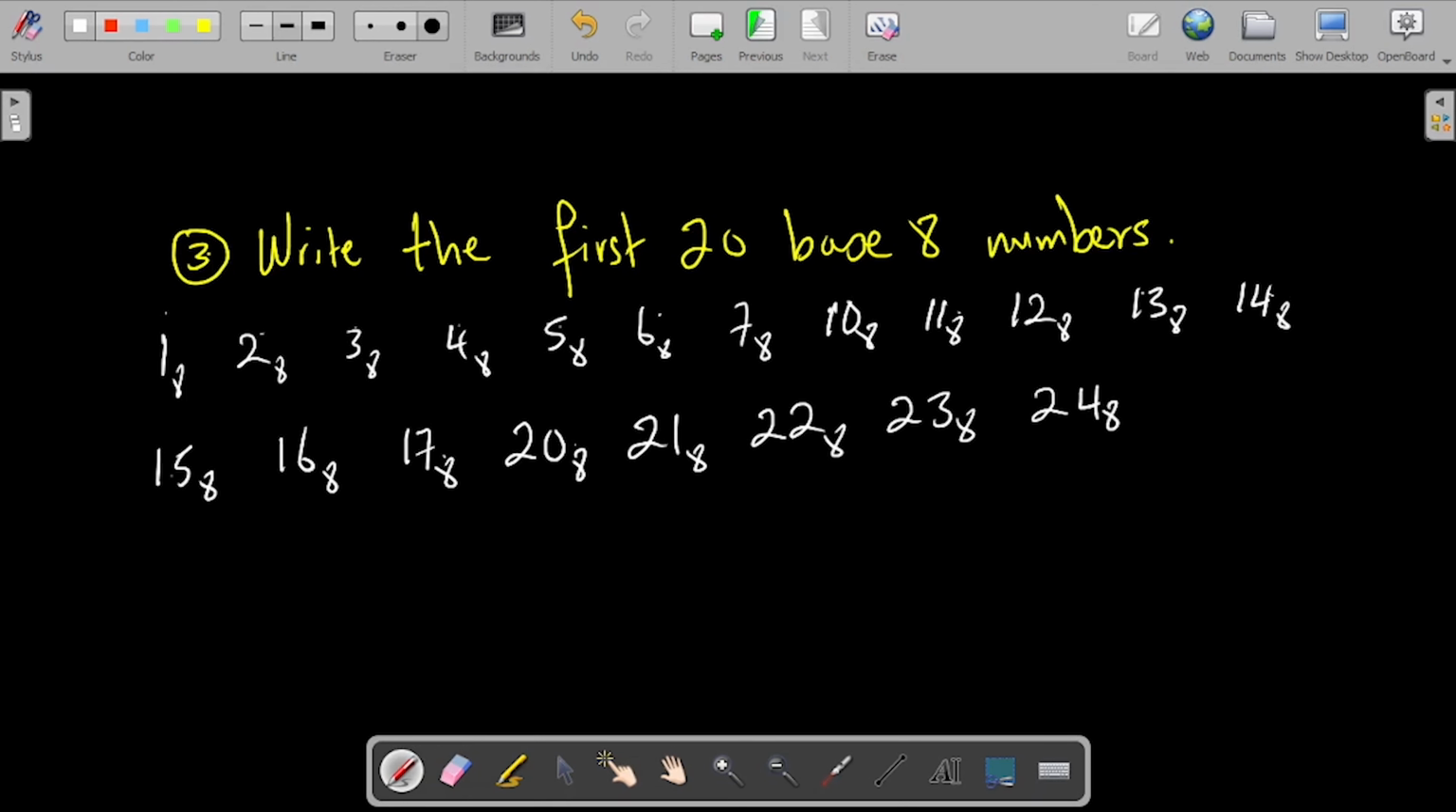So these are the first 20 numbers in the base 8 number system, okay? And they correspond to the numbers 1 to 20 in the base 10 number system. So 1 base 8 is the same as 1 base 10, and 2 4 base 8 would be the same as 20 base 10, okay? So that's our listing there.